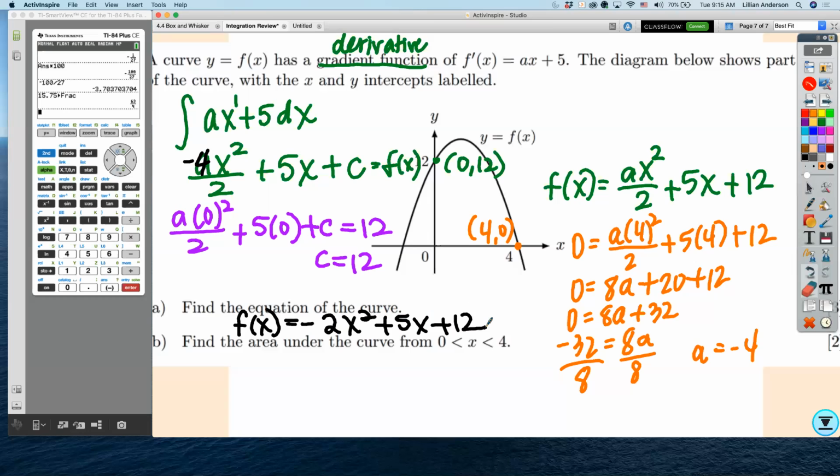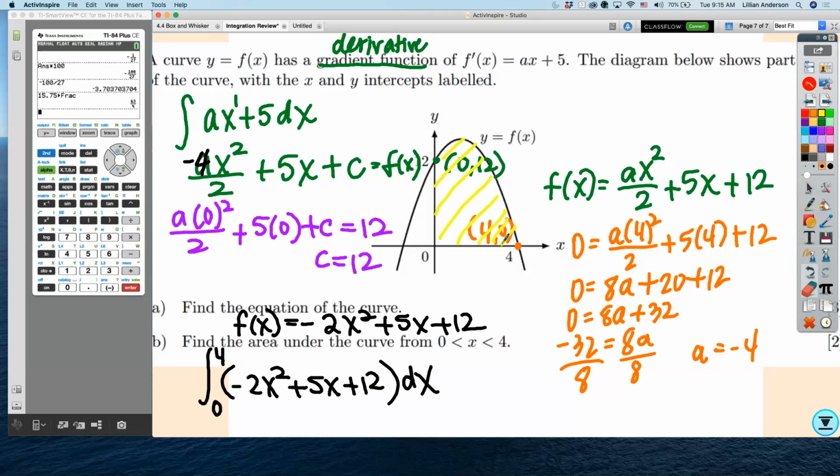You can always check this by graphing the function. If you have time, graph the function, see what the y-intercept is, see what the x-intercept is. Now you're asked to find the area underneath the curve from 0 to 4. That's saying the area from 0 to 4 of my function that we just found. This region right here. Find it.